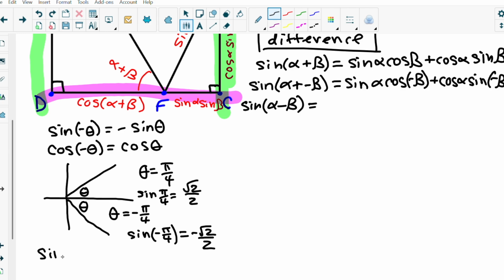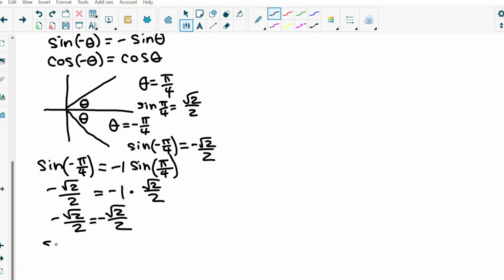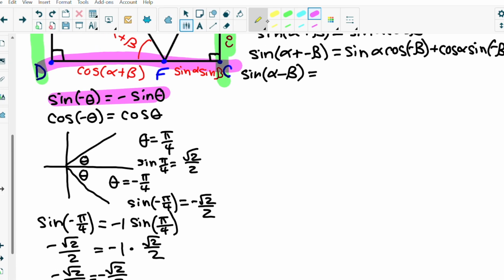Okay, so if I line this up, if I say the sine of negative pi over 4 equals, well, I have to adjust the positive version of the angle, sine of pi over 4, by negative 1 so that it's true. Let's take a look. Sine of negative pi over 4 we said is negative square root of 2 over 2 equals negative 1 times what's sine of pi over 4? Square root of 2 over 2. So negative square root of 2 over 2 equals negative square root of 2 over 2. Therefore, we can conclude that sine of negative theta equals negative sine of positive theta. Okay, so that's a very important identity right there. That's the first one.